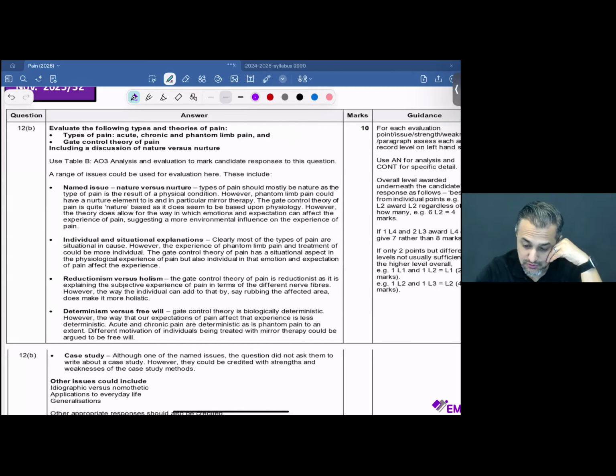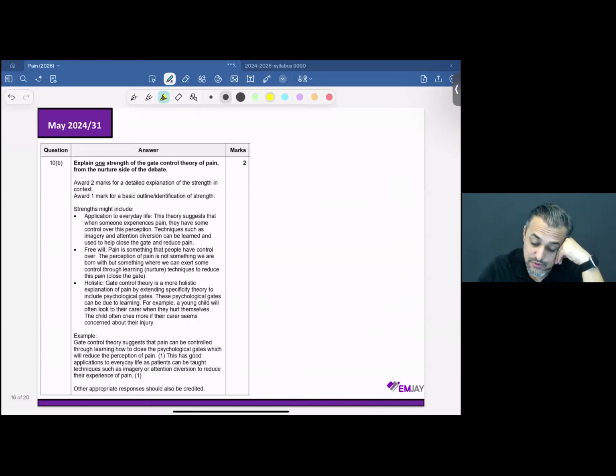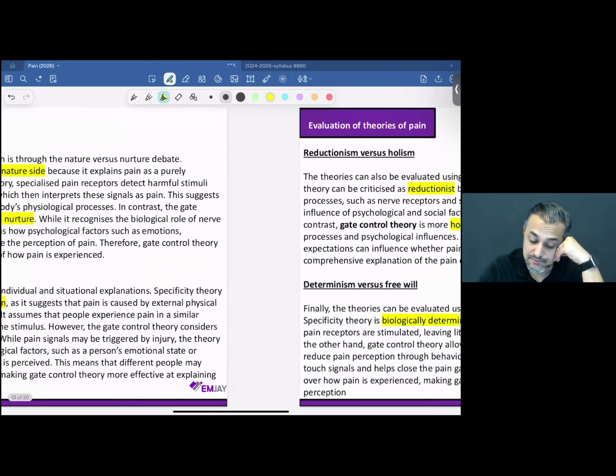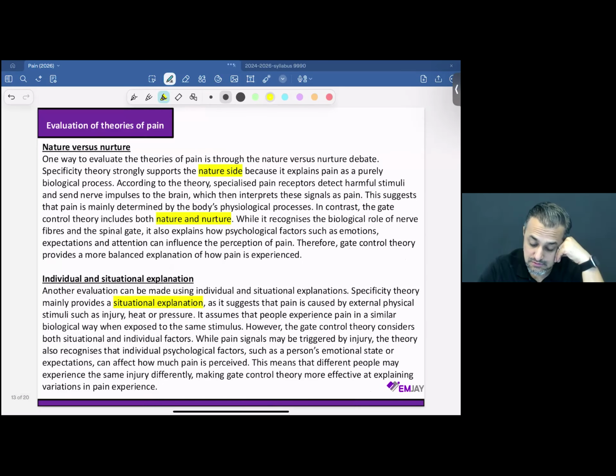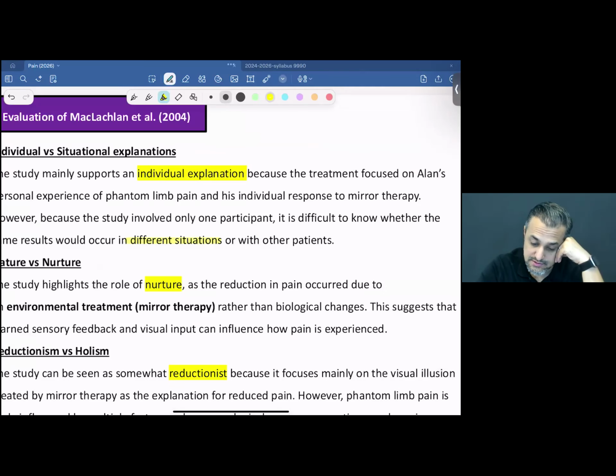I'll just show you something that's more relatable to what we just did. Clearly, now this is individual situation explanation, what we were discussing right now. Clearly, most of the types of pain are situation and cause. However, the experience of phantom limb pain and treatment of it could be more individual. Treatment of what? Treatment of phantom limb could be more individual. And since we're trying to evaluate this specific case study, you could use this one.